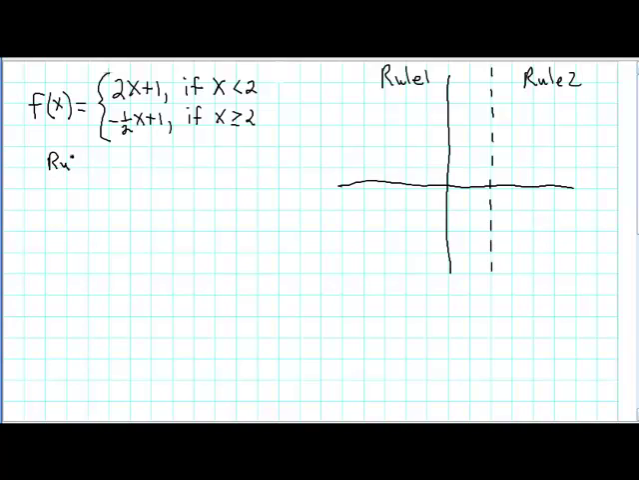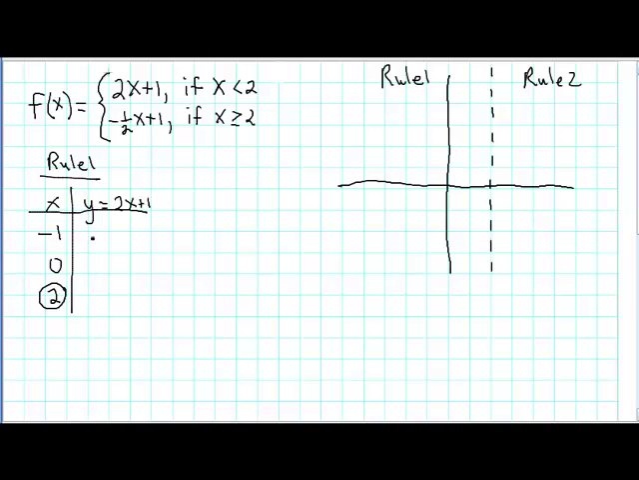So the table of values for rule 1, we have x and y equals 2x plus 1. I need to pick values of x that are smaller than 2. So let's pick like -1, 0. And even though this rule is not defined at x equals 2, I'm going to pick the boundary number in this table. And I'm going to put a circle around it to remind me that when I graph that point, I've got to graph it with an open circle.